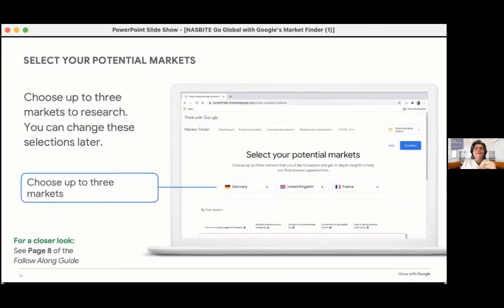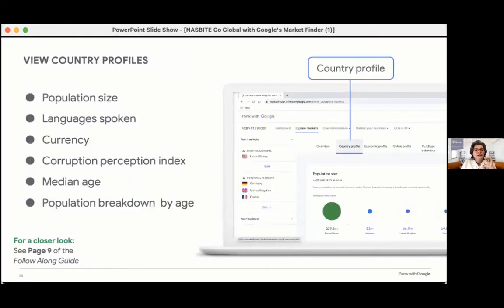Now you can dive deeper into the 3 potential markets you've selected. When you click on Country Profile, the tool gives you access to information such as population, languages, age and demographics, and currency, all compared to the US. So you can quickly see how these new customers are both alike and different from your domestic market. On this slide, the country profile is selected, which reveals information on the population size for the US and the 3 recommended markets.